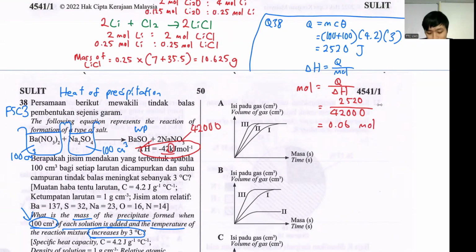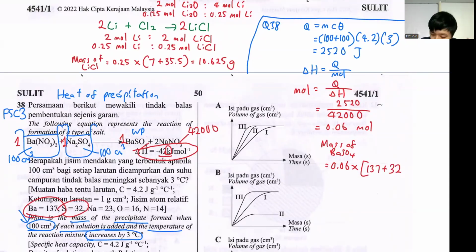Since the ratio is all 1:1:1, it doesn't matter. All are 0.06 mole. If you want to find the mass of barium sulfate, then you use 0.06 mole multiplied by the molar mass. Molar mass: 1 barium is 137, 1 sulfur is 32, 4 oxygen, 4 times 16.